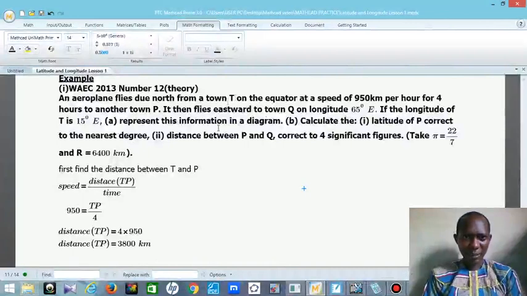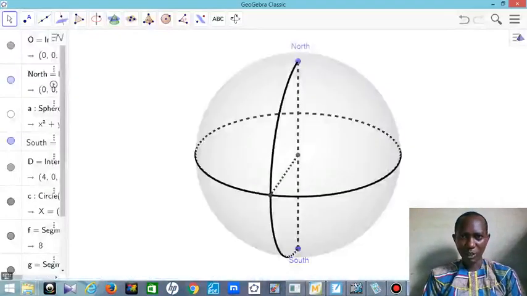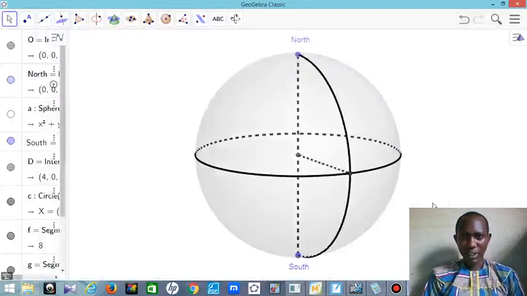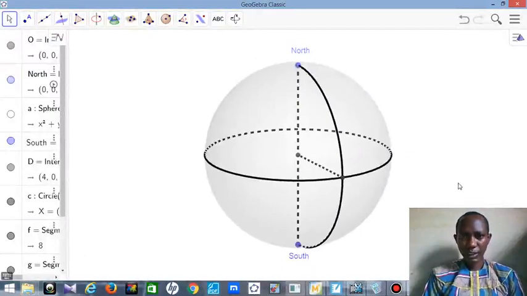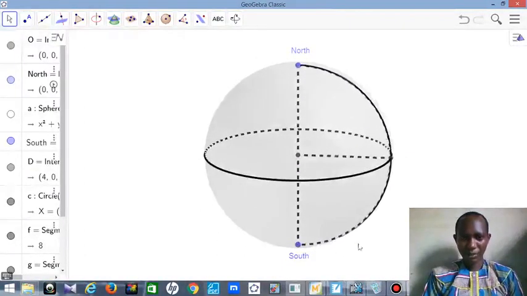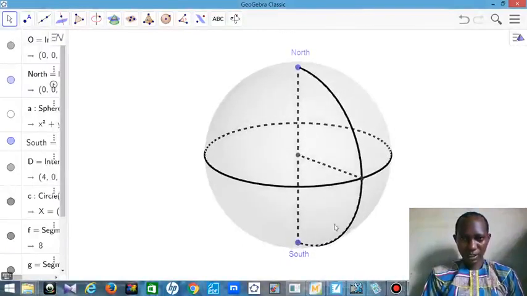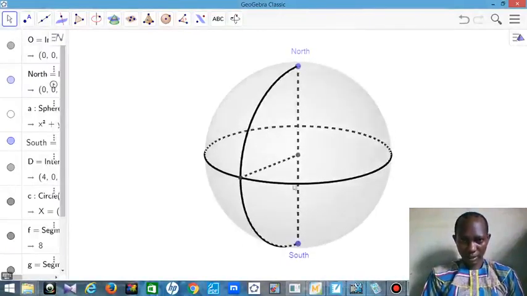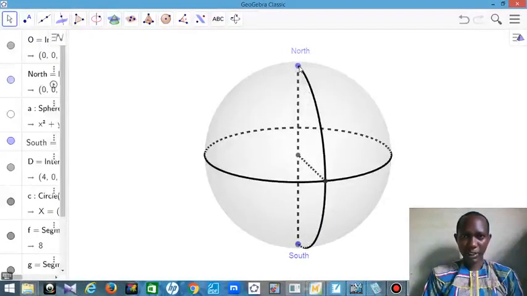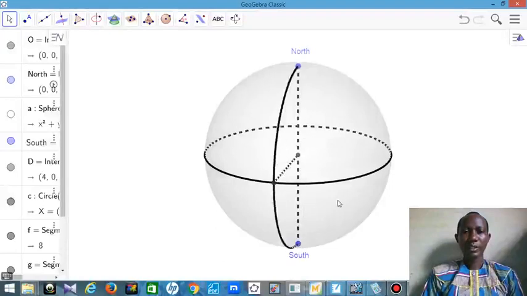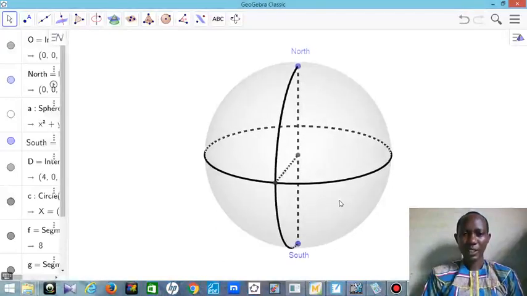I want to interpret this question using my three-dimensional view to illustrate it. This is our three-dimensional view. This is a sphere. You can see our north and our south. This line is the equator. Then this is the Greenwich meridian from north to south. Both of them serve as the reference lines, so 0 degrees is at this place.